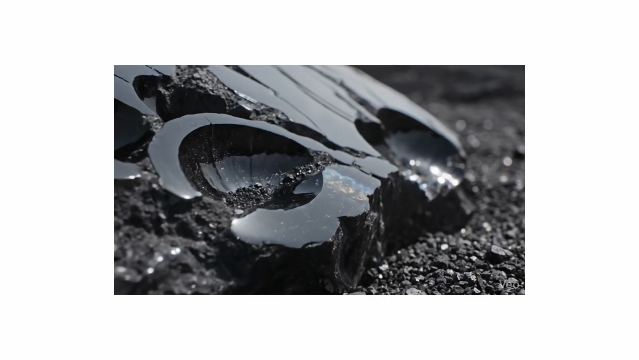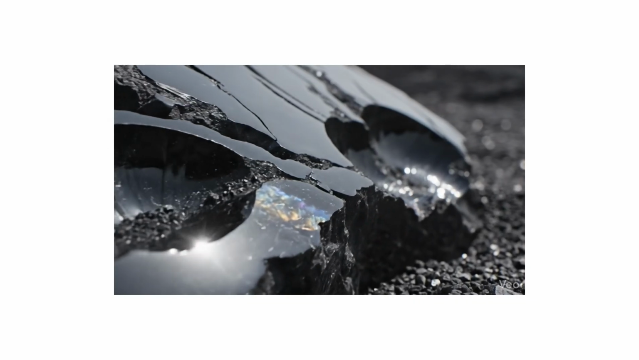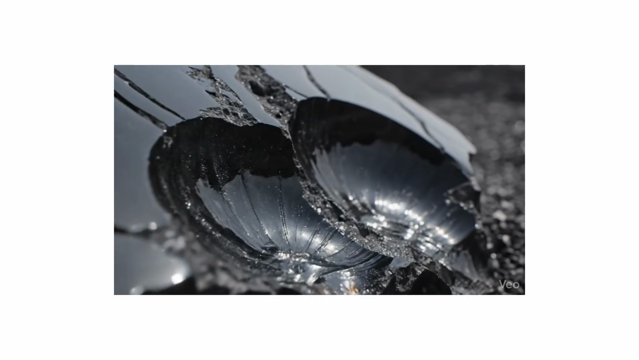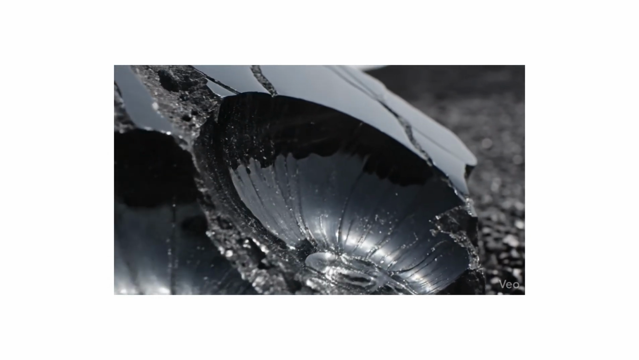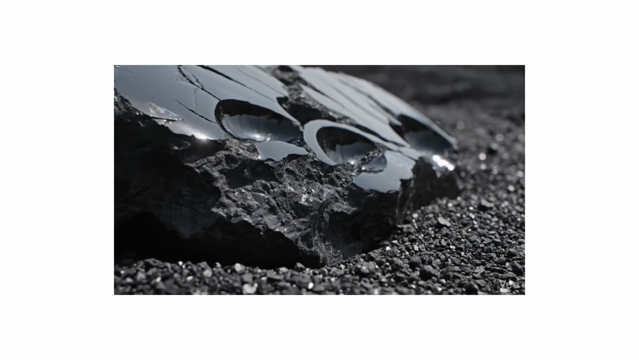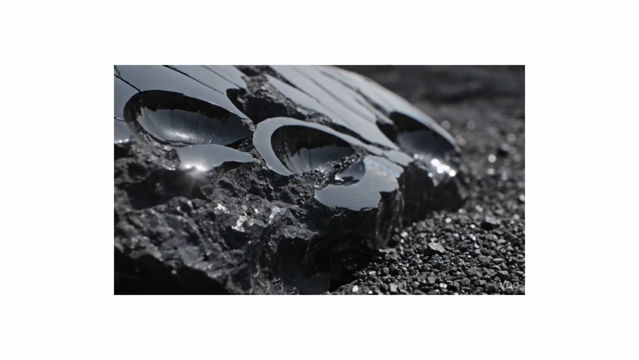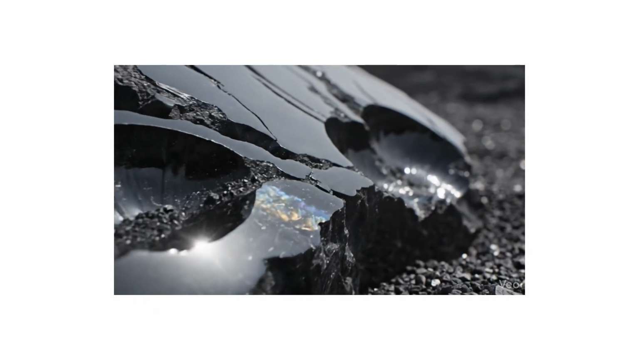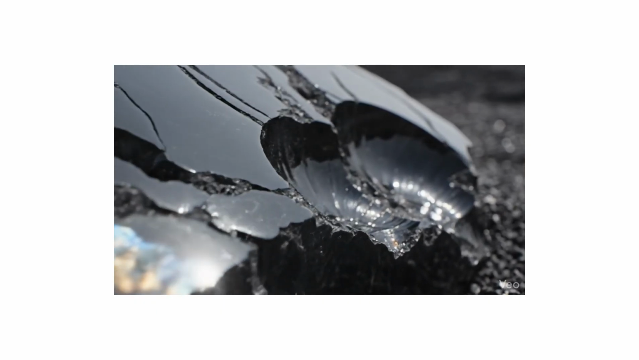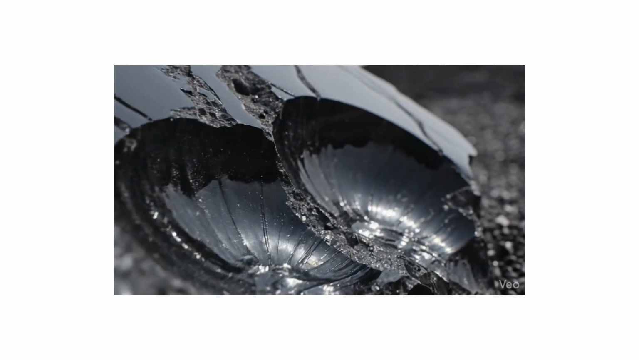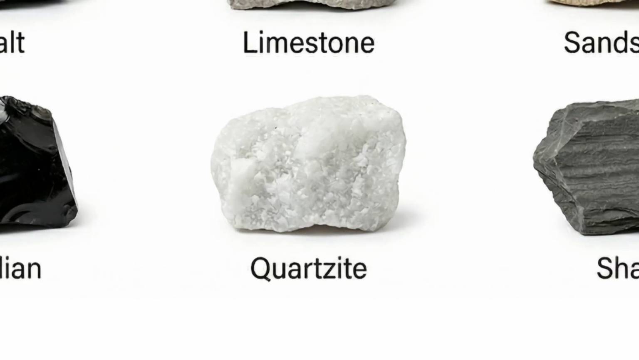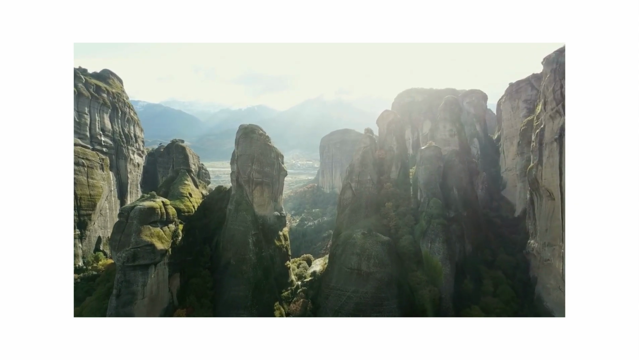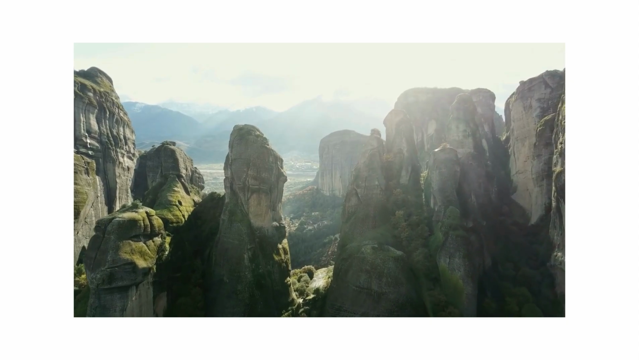Obsidian. Formed when lava cools so rapidly that no crystals can form at all, obsidian is essentially volcanic glass. It is usually black and has a very smooth, shiny surface with extremely sharp edges when broken. Early humans recognized these qualities and used obsidian to make cutting tools and arrowheads long before metal was available. Despite looking fragile, obsidian breaks in a predictable and controlled way, which made it one of the most valuable materials in prehistoric toolmaking.